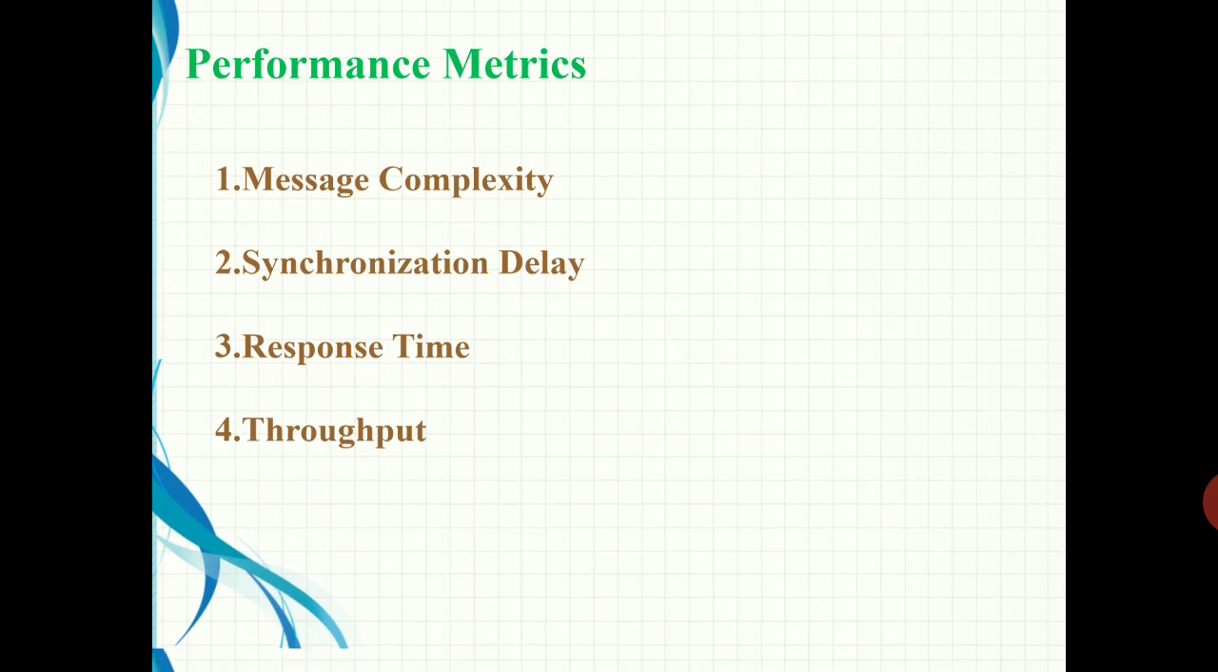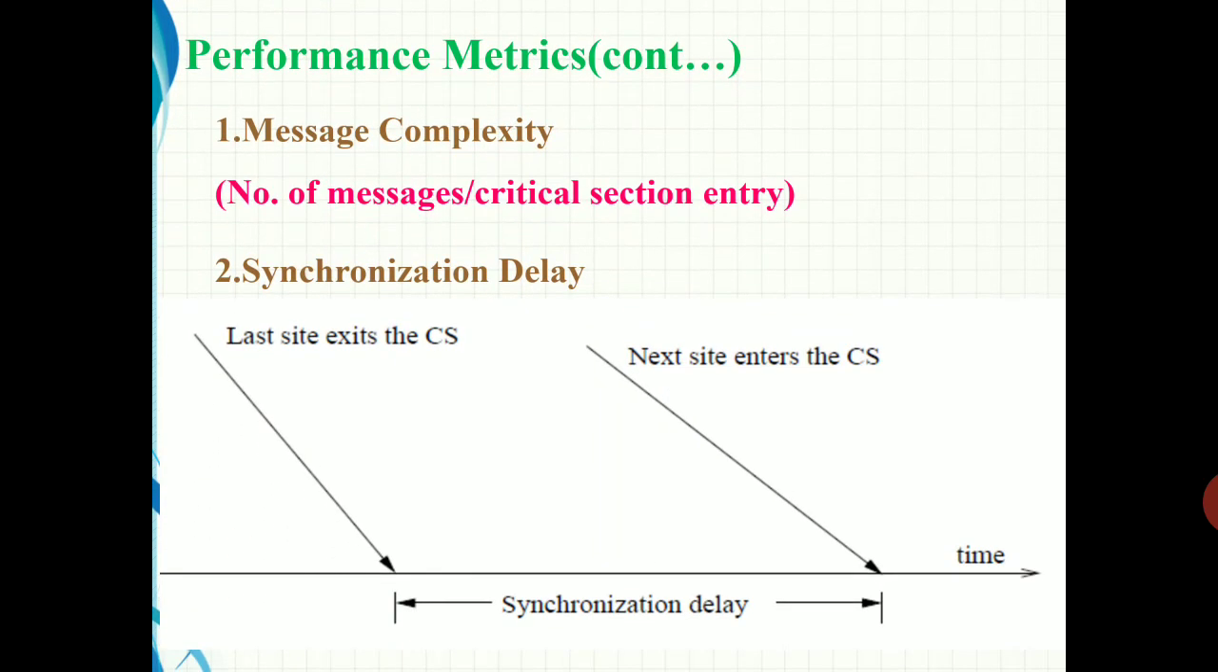First we will discuss the message complexity. That is the number of messages required per critical section execution by a site, that is, the number of messages needed to enter a critical section. We can say that the number of messages per critical section is the message complexity of a particular mutual exclusion algorithm.